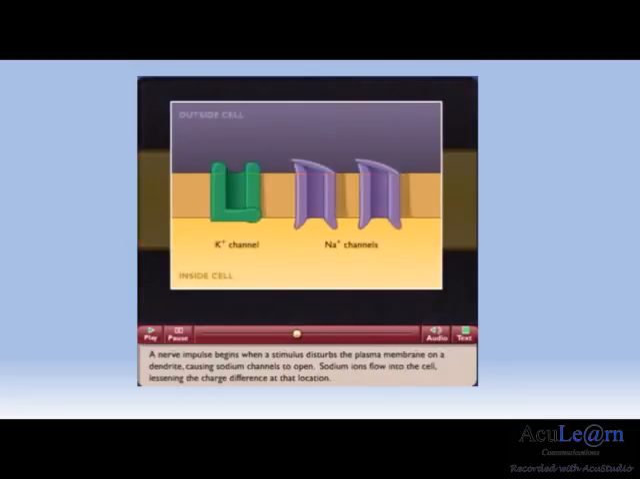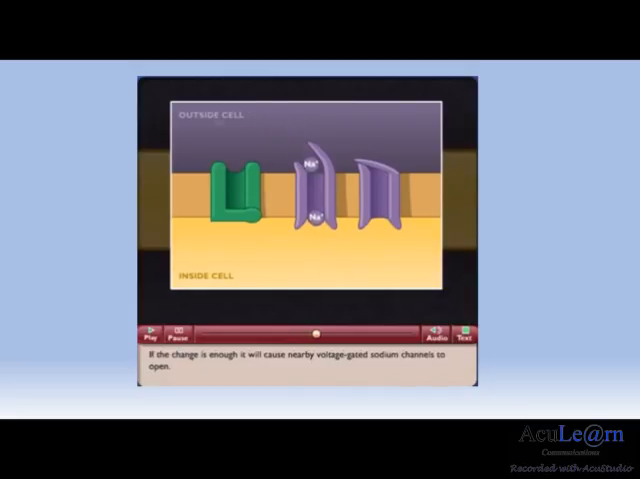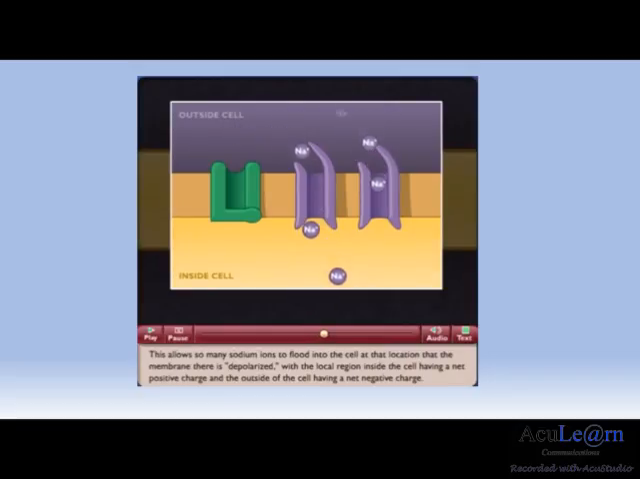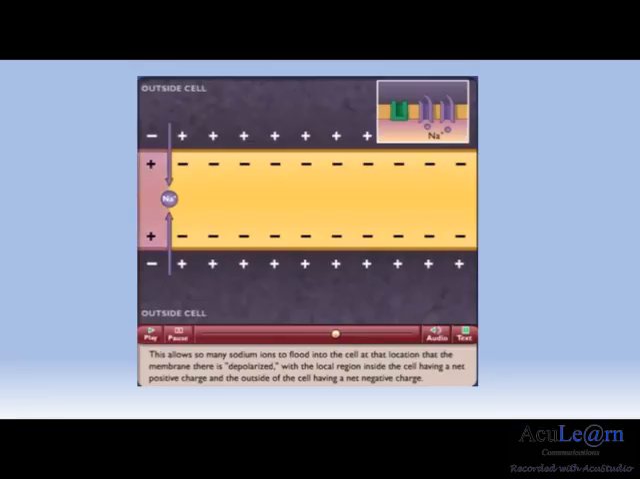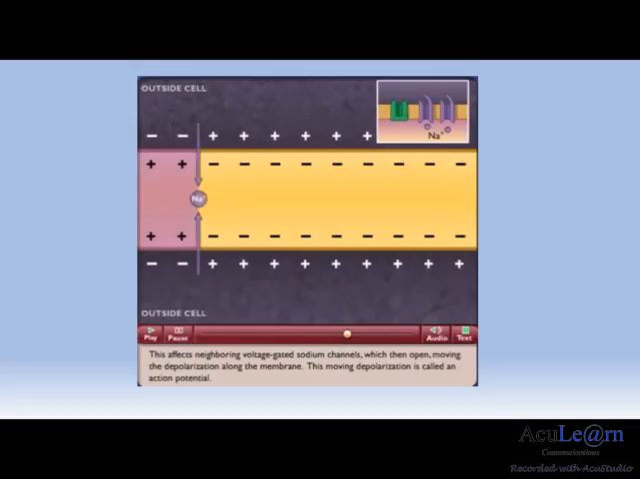A nerve impulse begins when a stimulus disturbs the plasma membrane on a dendrite, causing sodium channels to open. Sodium ions flow into the cell, lessening the charge difference at that location. If the change is enough, it will cause nearby voltage-gated sodium channels to open. This allows so many sodium ions to flood into the cell at that location that the membrane there is depolarized, with the local region inside the cell having a net positive charge and the outside of the cell having a net negative charge. This affects neighboring voltage-gated sodium channels, which then open, moving the depolarization along the membrane. This moving depolarization is called an action potential.